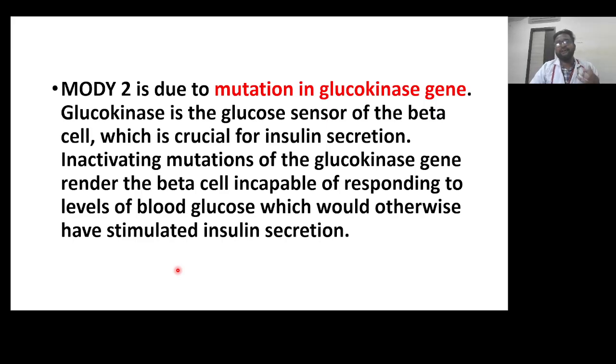Let's talk about MODY2. MODY2 is due to mutation in the glucokinase gene. Glucokinase is the glucose sensor of the beta cell, which is crucial for insulin secretion. Inactivating mutations of the glucokinase gene render the beta cell incapable of responding to the levels of blood glucose, which would otherwise have stimulated insulin secretion.